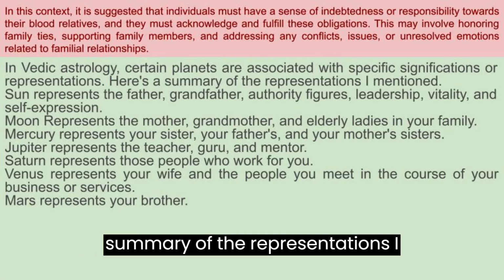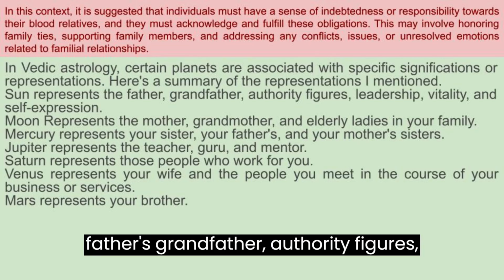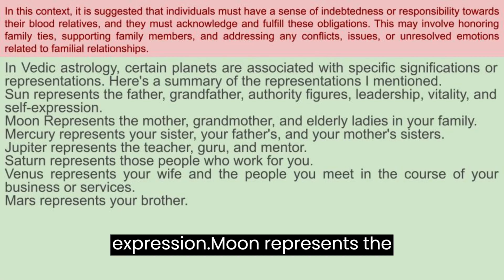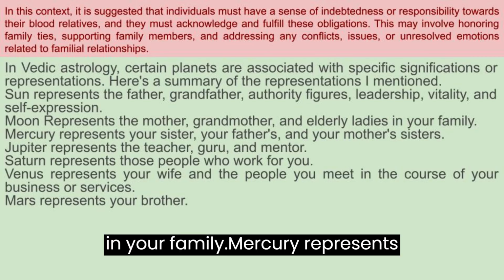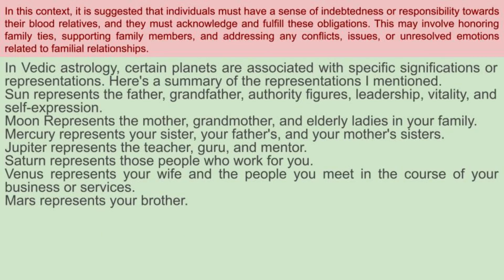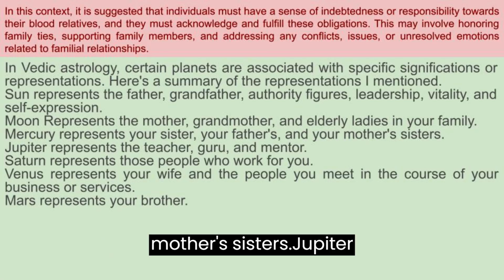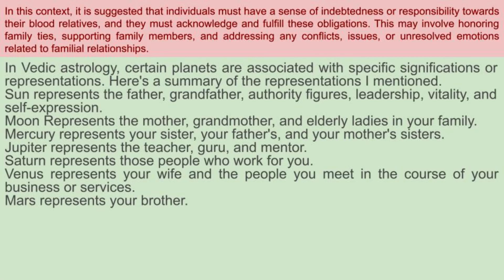In Vedic astrology, certain planets are associated with specific significations or representations. Here's a summary of the representations I mentioned. Sun represents the father, grandfather, authority figures, leadership, vitality, and self-expression. Moon represents the mother, grandmother, and elderly ladies in your family. Mercury represents your sister, your father's, and your mother's sisters. Jupiter represents the teacher, guru, and mentor.